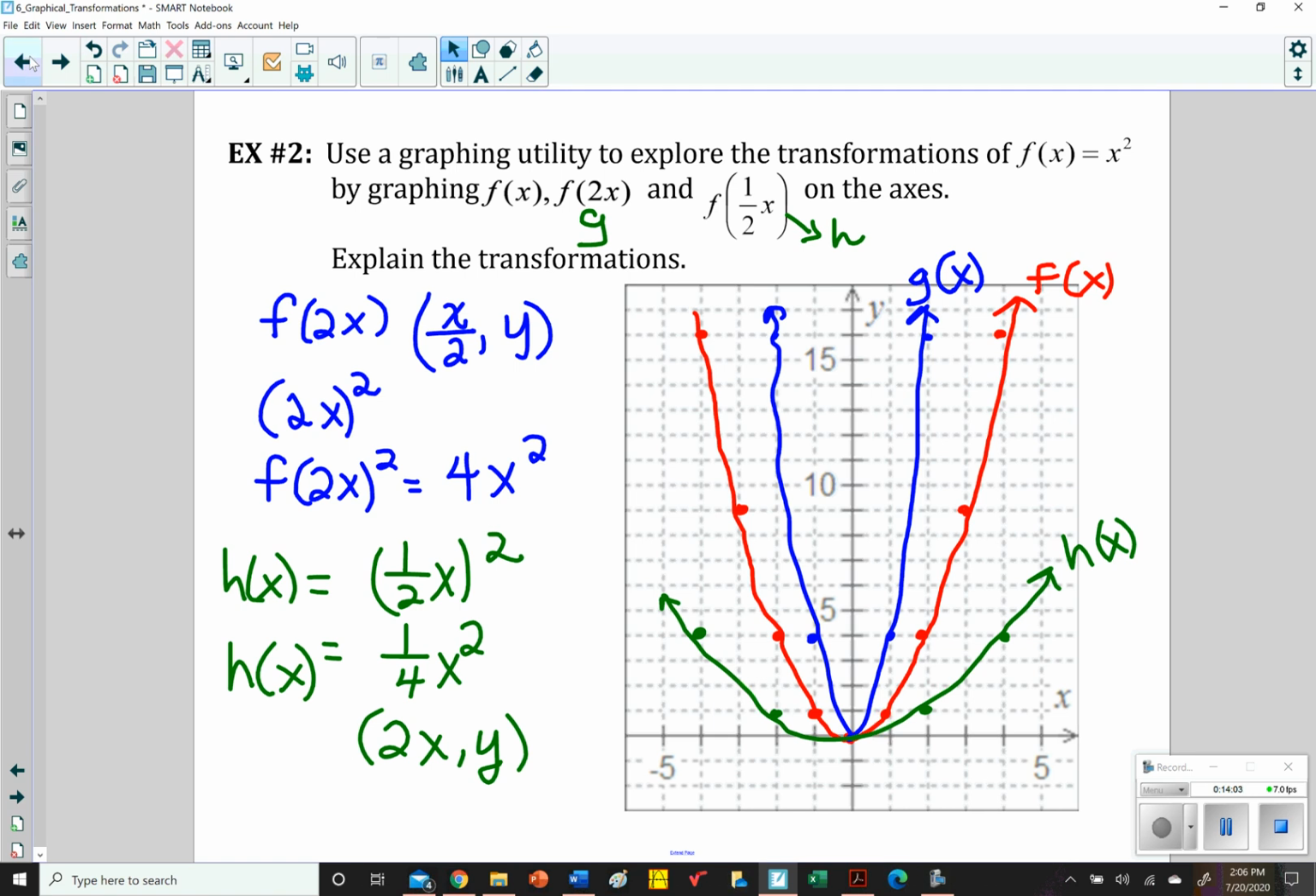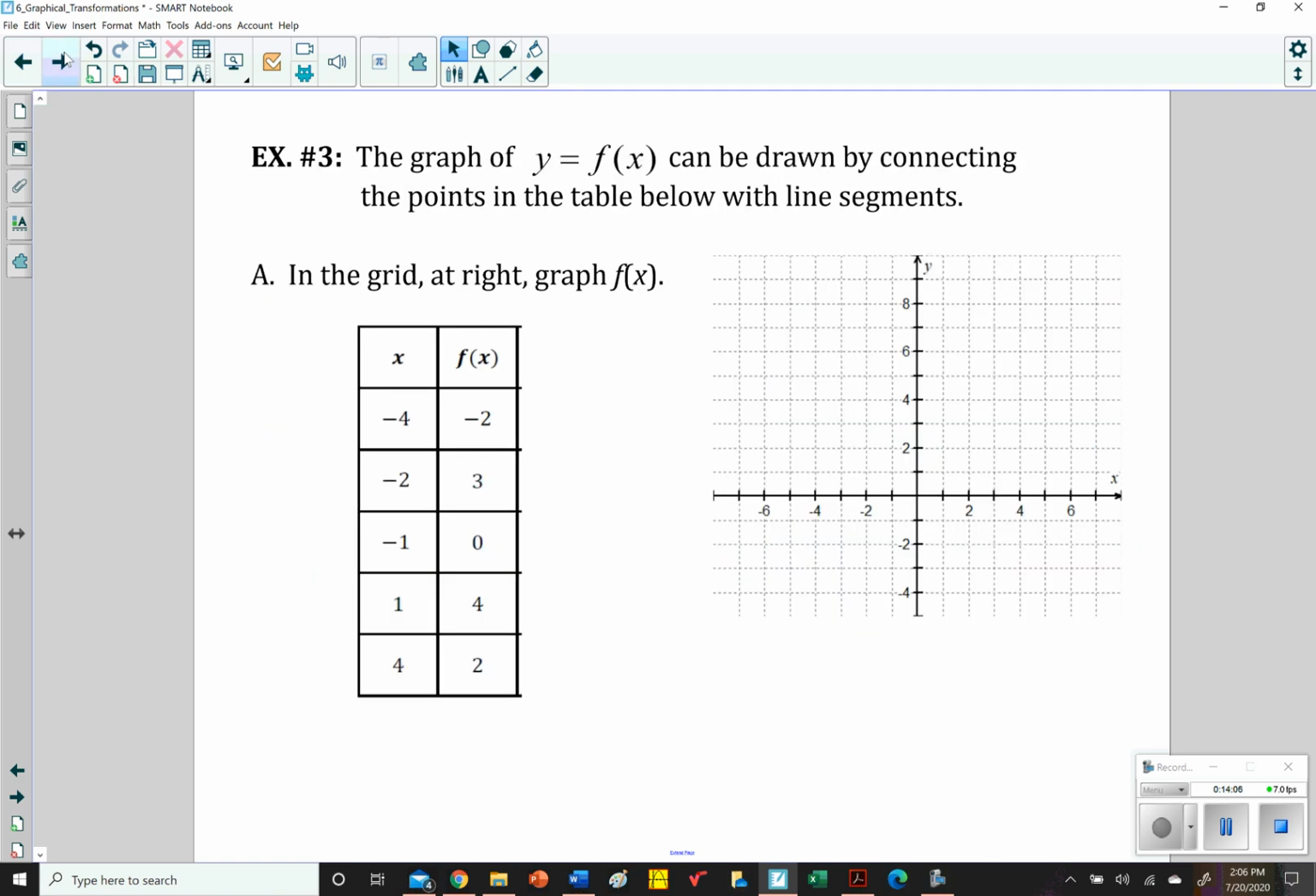In this next example, we're going to look at using some tables to go by. The graph of f of x can be drawn by connecting the points in the table with straight line segments. So you can spend a second and graph -4, -2, -2, +3, -1, 0, 1, 4, and 4, 2. So we've got our basic graph to start with, looking like this.